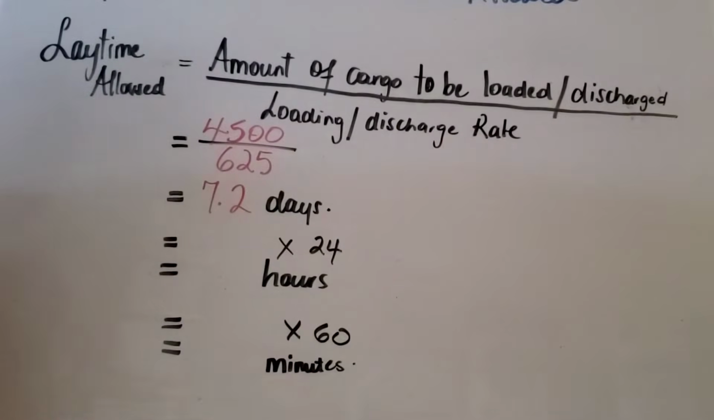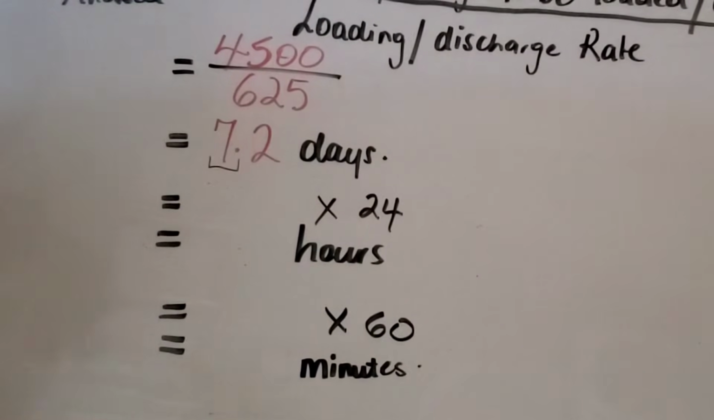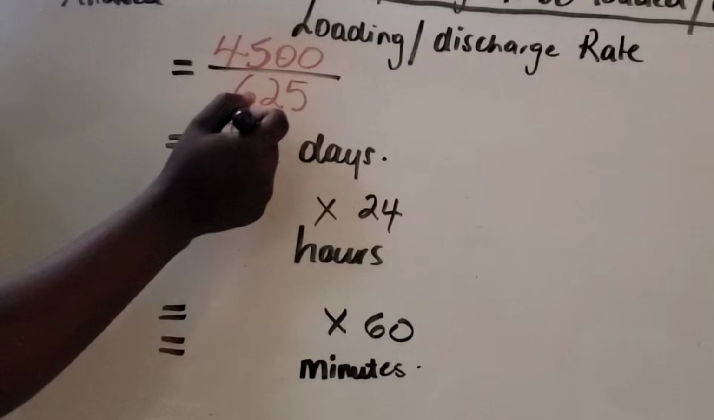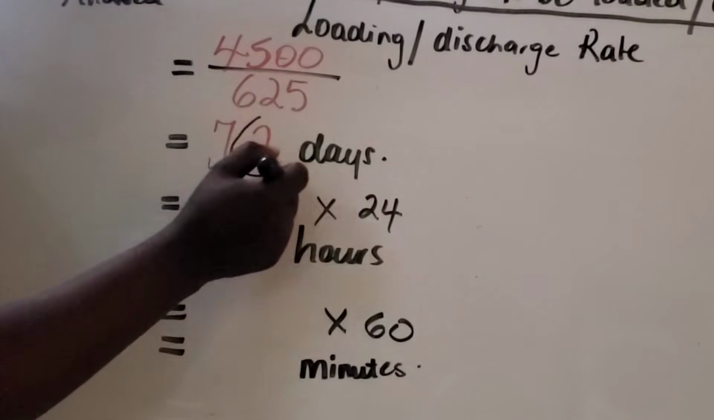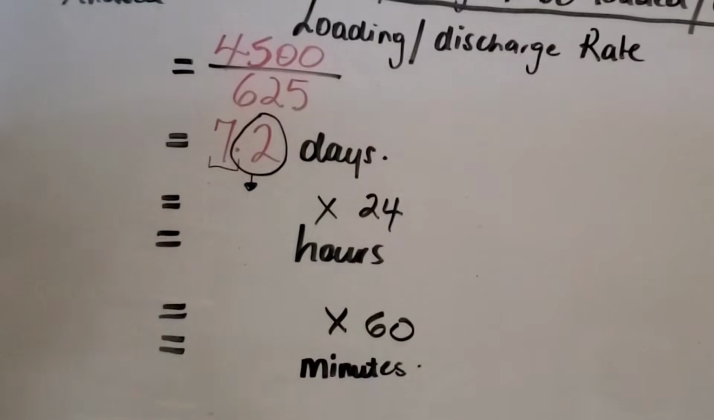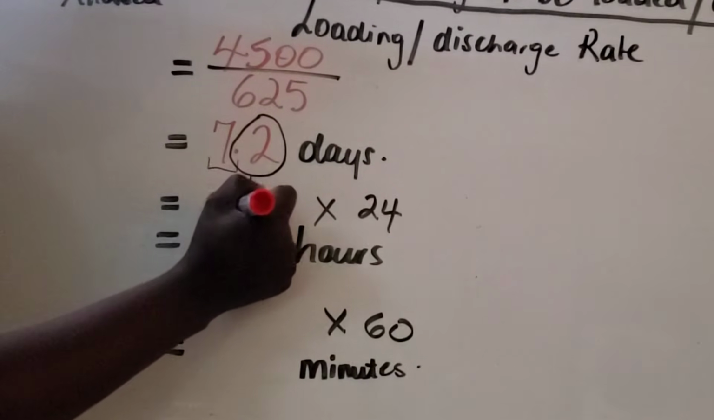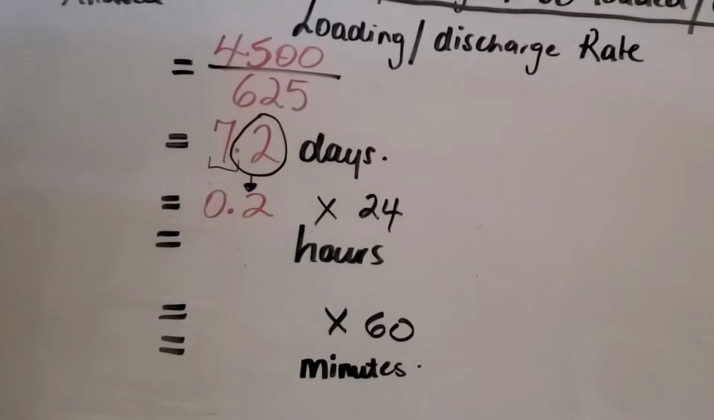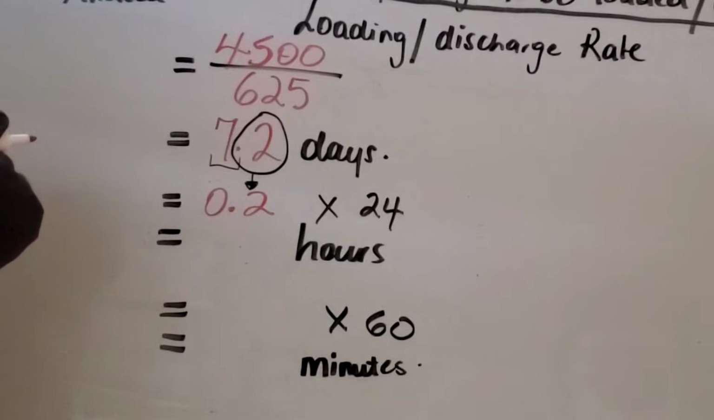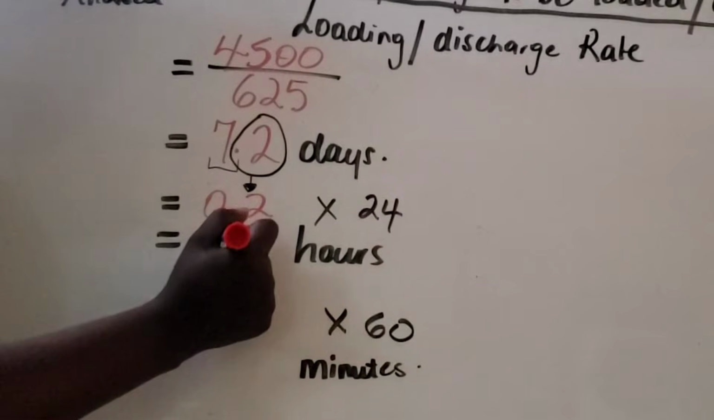And we cannot have 0.2 days, so we have to convert to hours and minutes. So the 7 is recognized as the days. So we have to take the 0.2 and convert it to hours. So we're going to have 0.2 multiplied by 24 because there's 24 hours in a day. The answer will be 4.8 hours.